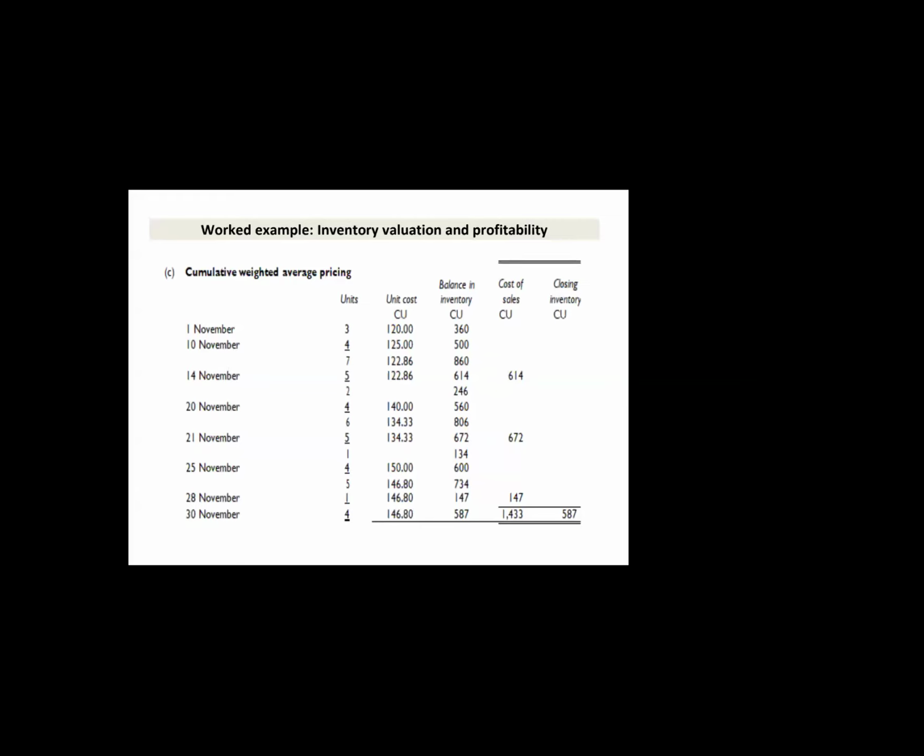And on 25th November, we received 4 units at the rate of 150, equal to 600. So total 5 units, 734 is our total cost and average cost is 146.8. And 1 unit would be issued at 146.80. And finally, 4 units is closing inventory: 146.80 into 4 equals 587.